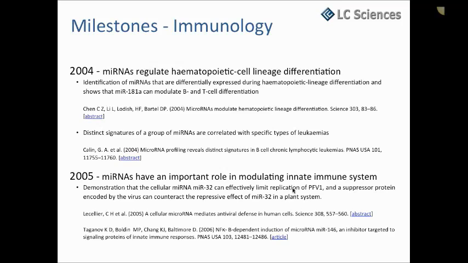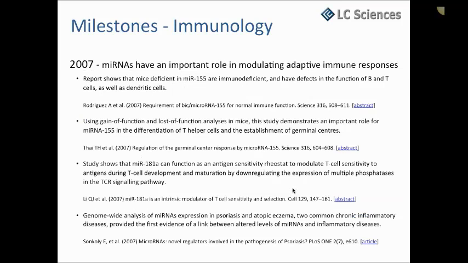In 2005, several papers showed that microRNAs have an important role in modulating the innate immune system, especially microRNA 32 is of importance. Basically, it was shown that it can counteract, it can help fight a virus infection.